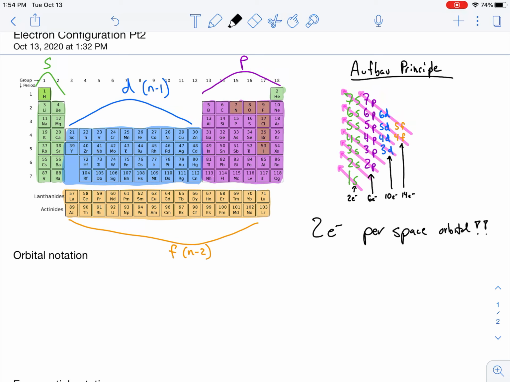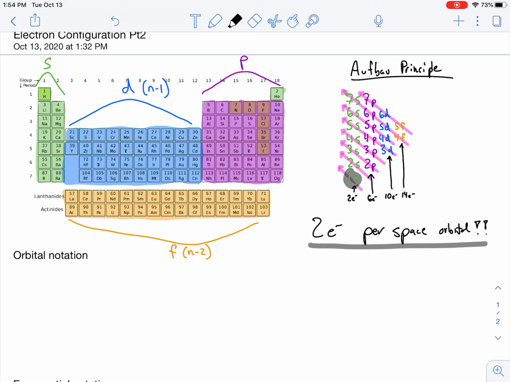If we look at the Aufbau principle, you can see it right underneath it. I've written 2 electrons per space orbital. That's something important to remember. So what I mean by that is every orbital can occupy 2 electrons, one spinning one direction and one spinning the other direction. In our first possible location, 1s, or energy level 1 in the s shape, there's only one possible orientation, I can fit 2 electrons.